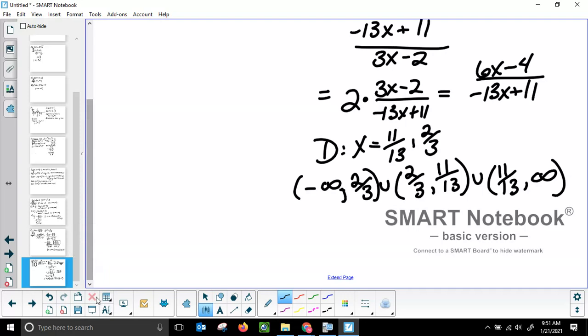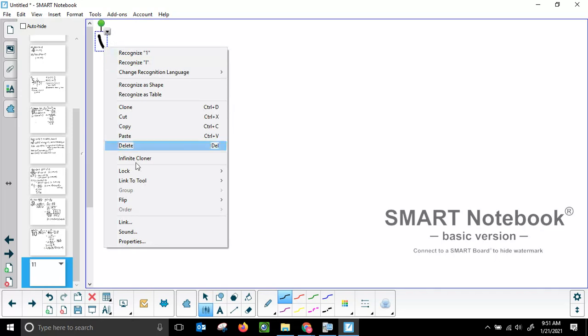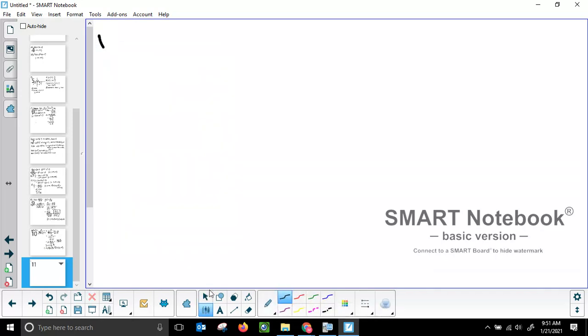Let's see, number 9. Find the vertex, axis of symmetry, and x and y intercepts, if any, of y is equal to 3x squared plus 4x minus 1. All right, so the vertex, well, first we really actually have to find the axis of symmetry, because that actually helps us find the vertex.